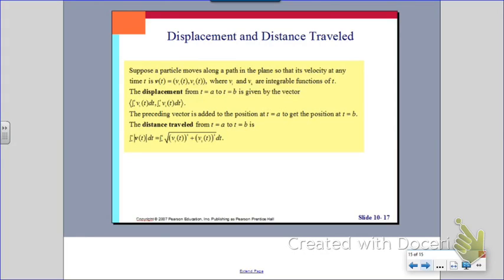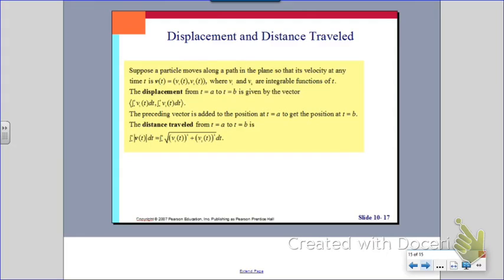Displacement and distance are the other things we'll look at with particle motion. So that goes to the antiderivative or integration portion of the velocity questions. So to get the displacement, you're going to integrate the velocity of each of the values, and then they'll give you it as an ordered pair typically. And then distance traveled is another biggie.